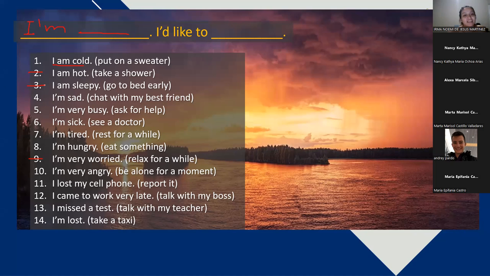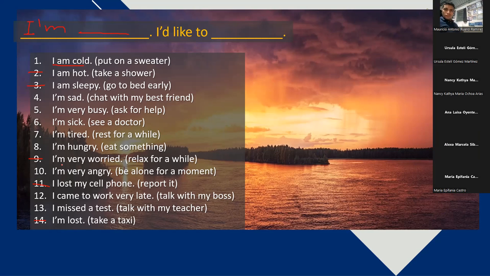I'm lost. I like to take a taxi. Okay, nice, nice. Irma, thank you. Andre? Hey, teacher. Mm-hmm. A ver, ¿cuál? 11, teacher. Okay. I lost my cell phone. I'd like to report it. Okay, nice. Nice. Marta. I am very... Very good. I like to see a doctor.